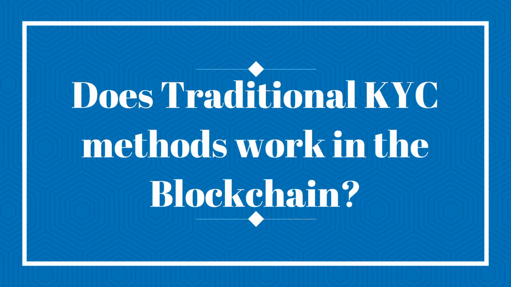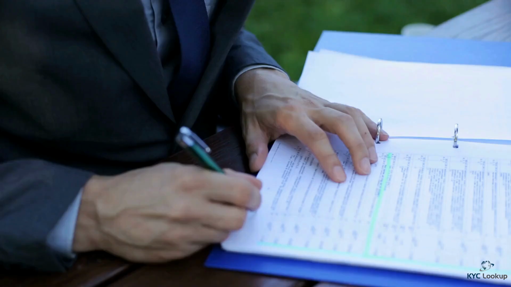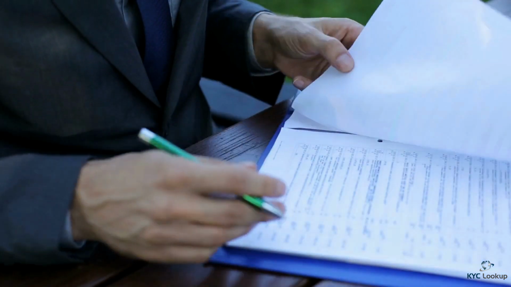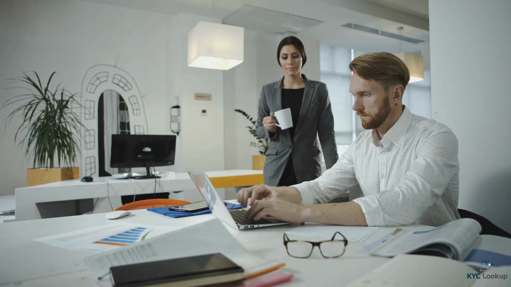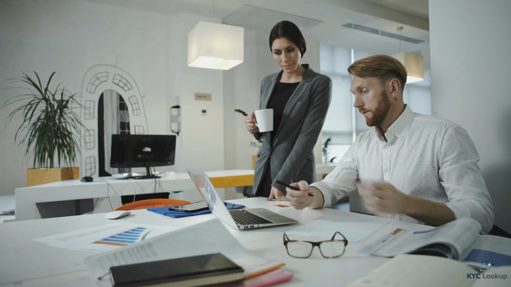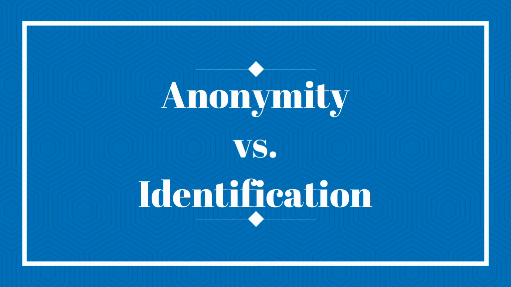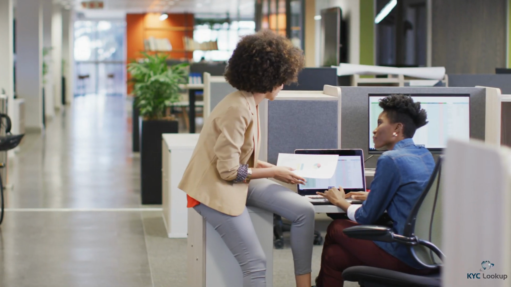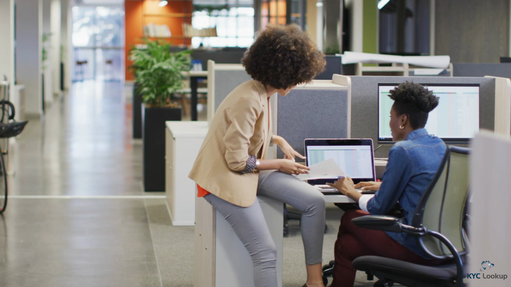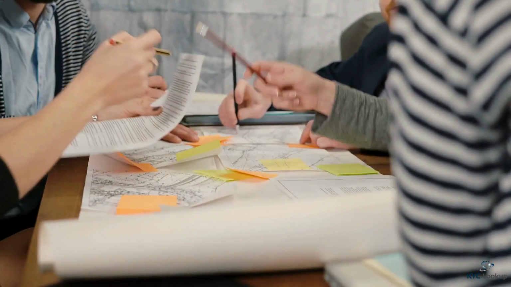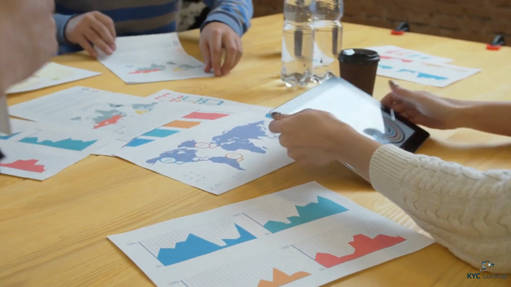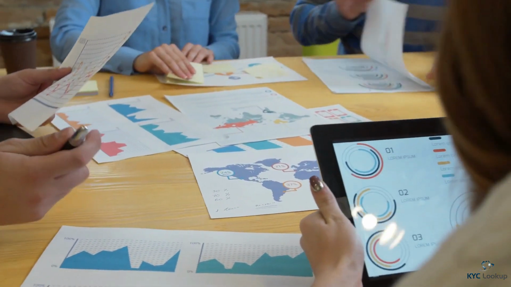Do traditional KYC methods work in the blockchain? Traditionally, KYC, Know Your Customer, methods, while effective in centralized financial systems, often fall short in the context of blockchain technology for several reasons. For example, anonymity versus identification. Blockchains often operate on principles of users' pseudonymity and privacy. Traditional KYC methods rely on collecting and verifying personally identifiable information, which is in direct conflict with the notion of anonymity. This fundamental mismatch creates tensions between the need for compliance and the desire for privacy.